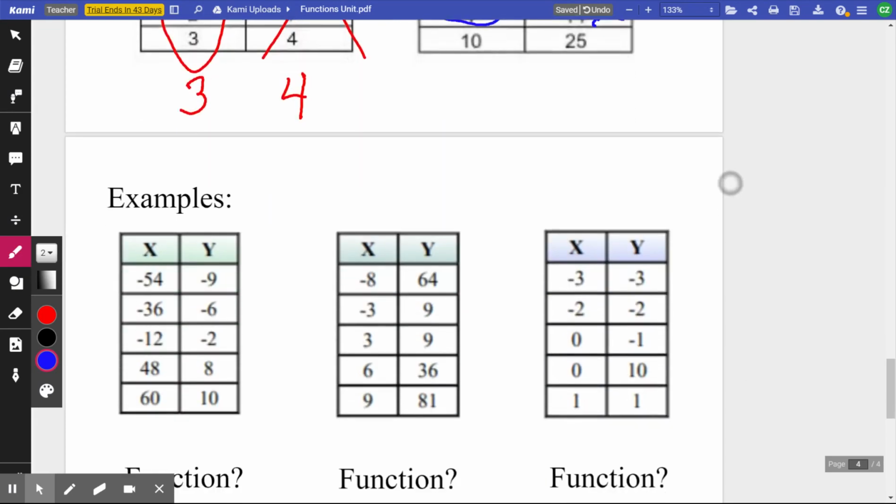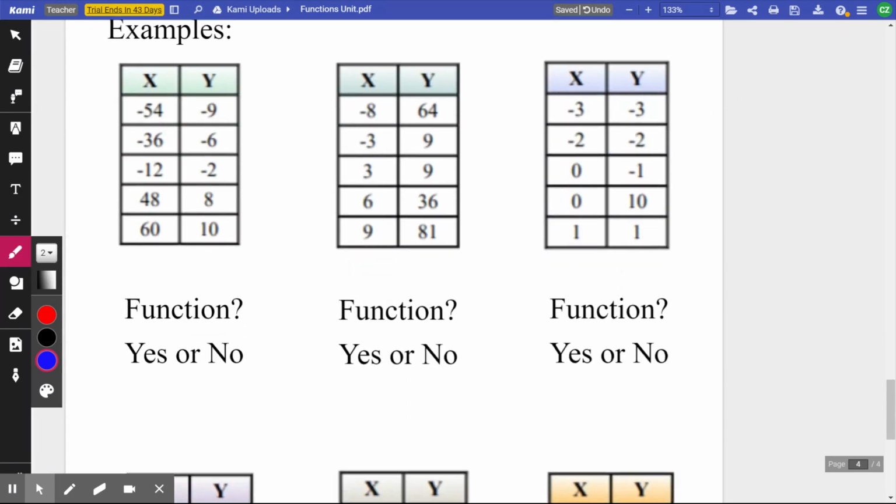So let's do some examples below. We're going to look for our inputs and see if any of them repeat. Okay, so for our first example, we're looking at our X column because X is always going to be our inputs. Y is always our outputs. Notice that all of these inputs are very different. So it does not matter what the Y column says. This is a function because none of these X values repeat. All right, look at my next one. Do any of these X values repeat? -8, -3, 3, 6, 9. They are all different inputs. So yes, this is a function.